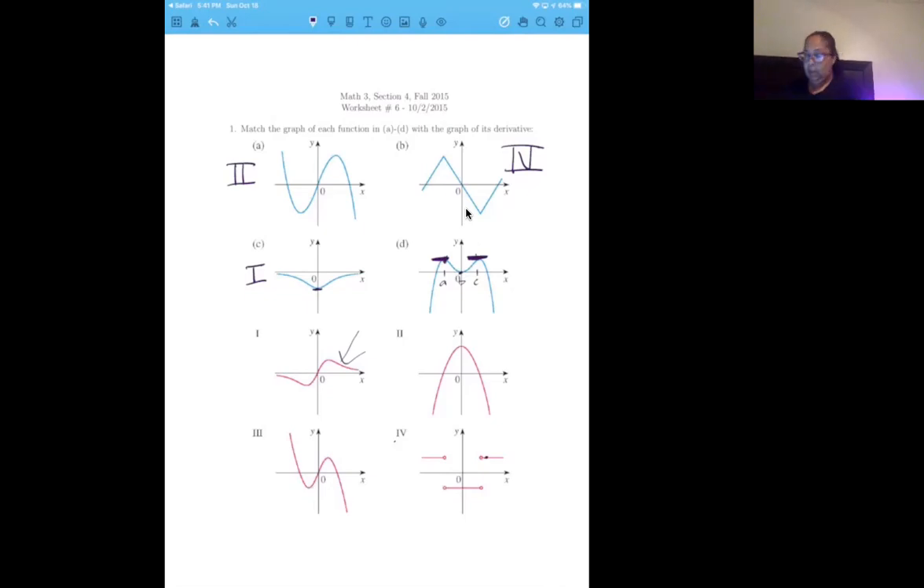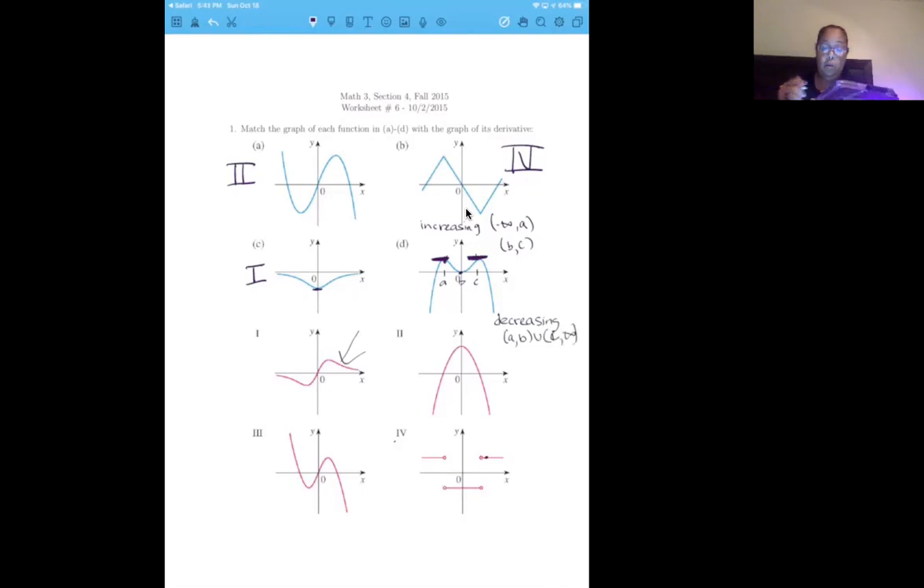All right. So I'm increasing from negative infinity to a. I'm also increasing from b to c. I'm decreasing from a to b. And I'm decreasing from c to infinity.